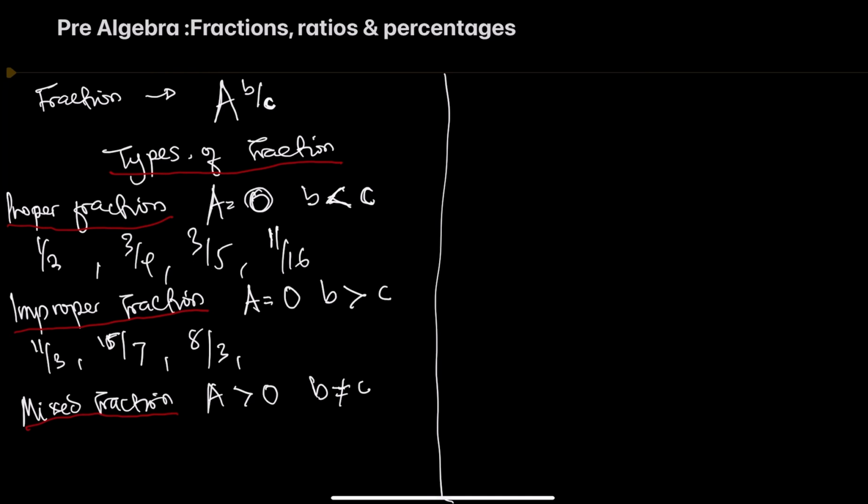So here you could have 2 1/2, 3 1/4, 4 11 over 16. This is the case. Here you have a whole number, which is the normal number, and then a fraction. This is what we call a mixed fraction.